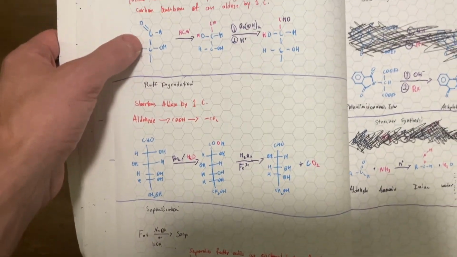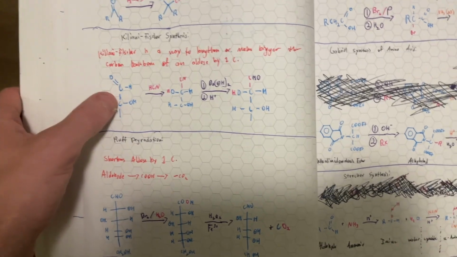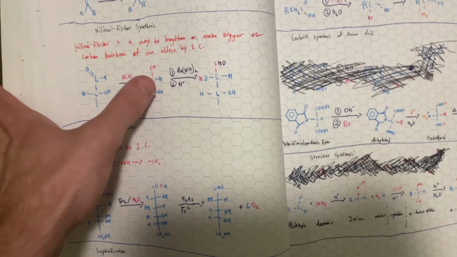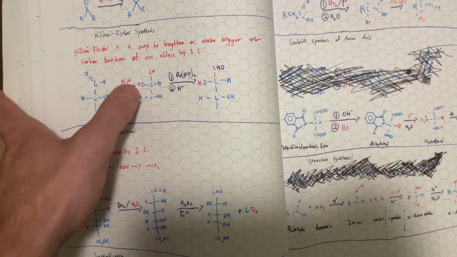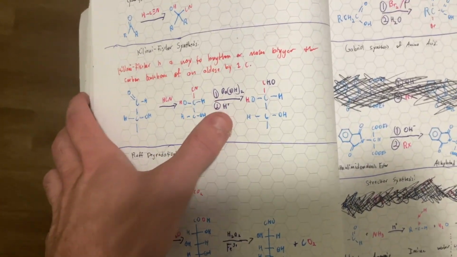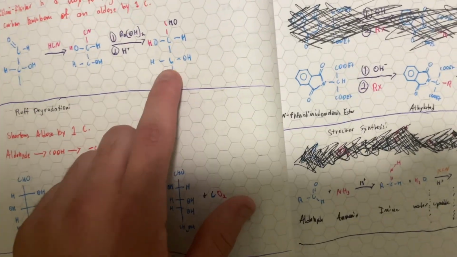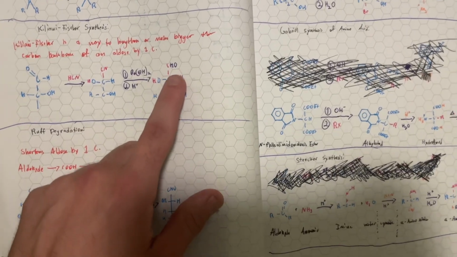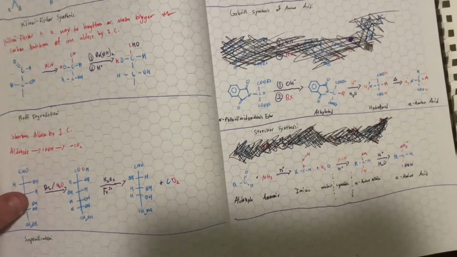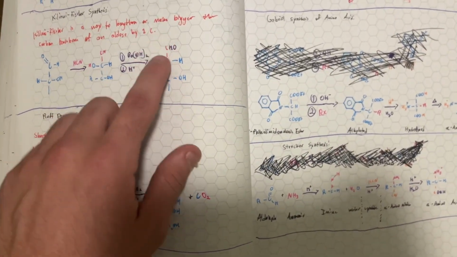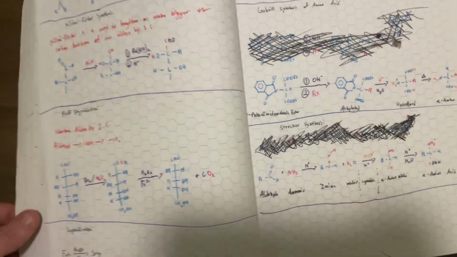So here we go. For Kiliani-Fischer, all you're going to do is react the aldose with hydrogen cyanide, and then the cyanide portion of the hydrogen cyanide is going to add to the carbonyl carbon, and the hydrogen part is going to add to the oxygen of the aldehyde. After that you're going to react it with barium hydroxide and also acid, and all that's going to do is remove the nitrogen part of the cyanide and replace it with OH. The carbon of the hydrogen cyanide is what forms the new carbon added to the carbon backbone.